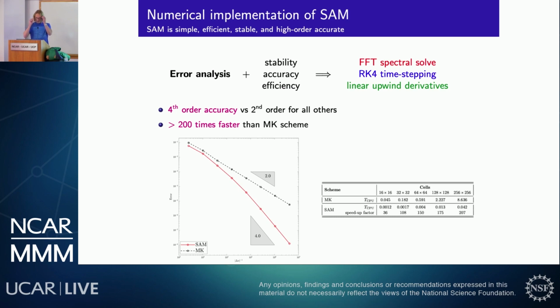So compared to other methods, we have fourth order accuracy. All these other methods are second order accurate. They could probably go to fourth order accurate, but that would be at extreme computational expense. And as I said, it's really fast. It's at least 200 times faster than this Newton-Krylov type scheme.